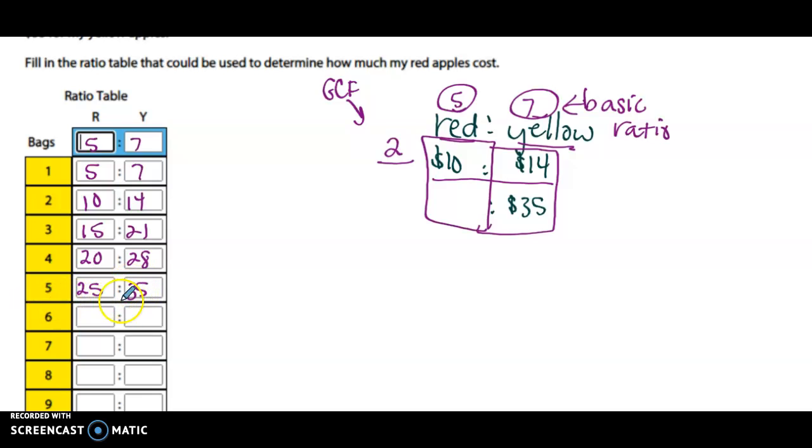Oh, hey, look at here. This 35, I can use this ratio table, and because it's a constant rate and there's a pattern to the pricing, when there's $35 for yellow apples, it would be $25 for red apples. And that's how this problem works. And then you can just finish out the table before Think Central will let you go on to the next problem.